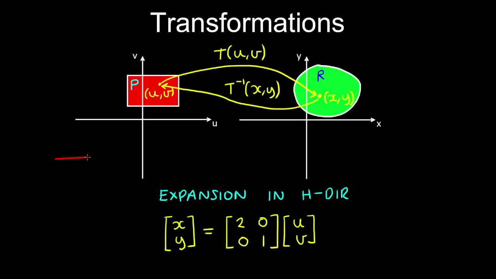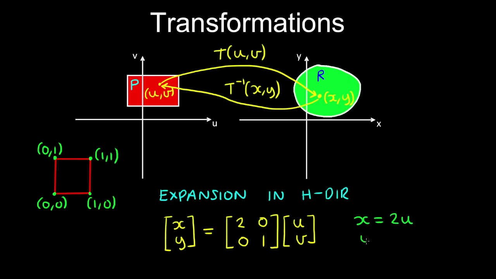Suppose we have a square in the UV plane, so we have the coordinates 0, 0, 1, 0, 0, 1, and 1, 1, and we apply this transformation to every point in this region. So if we evaluate this multiplication, we get x is equal to 2u and y is equal to v.